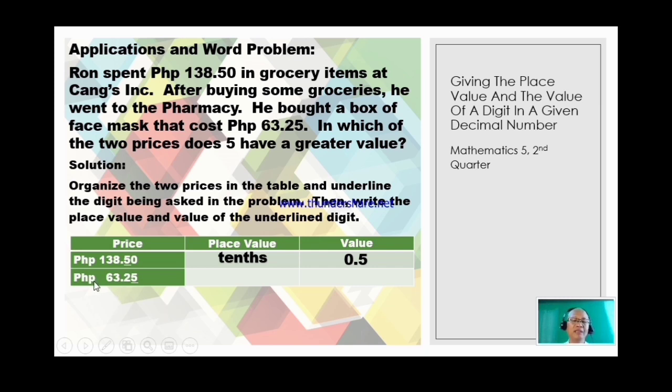Then, the next, a box of face mask. We have there 63 pesos and 25 centavos. What is the place value of 5? Hundredths. So, the 5 there belongs to the second place from the decimal point going to the right. What is the value? 0.05. So what is our answer?